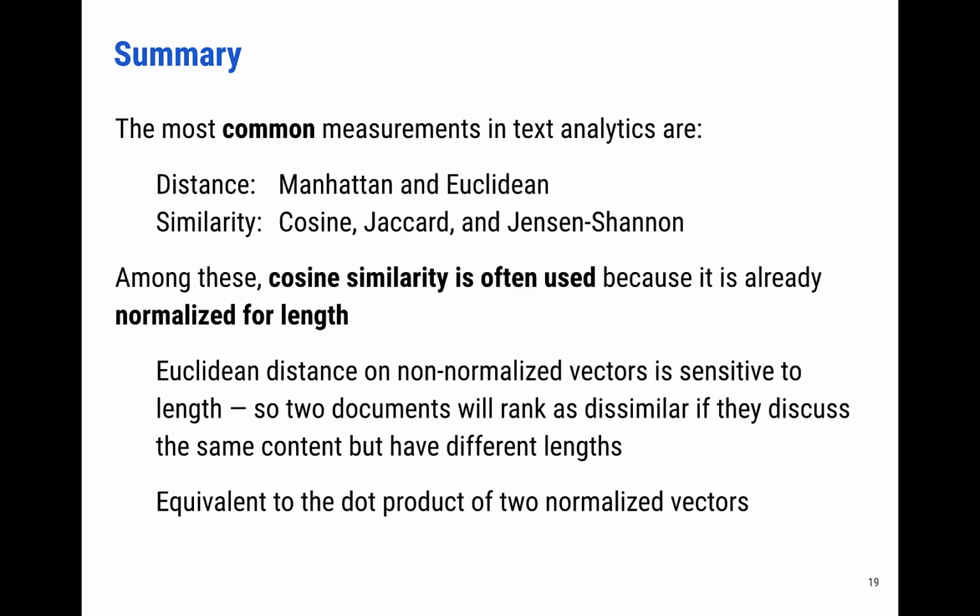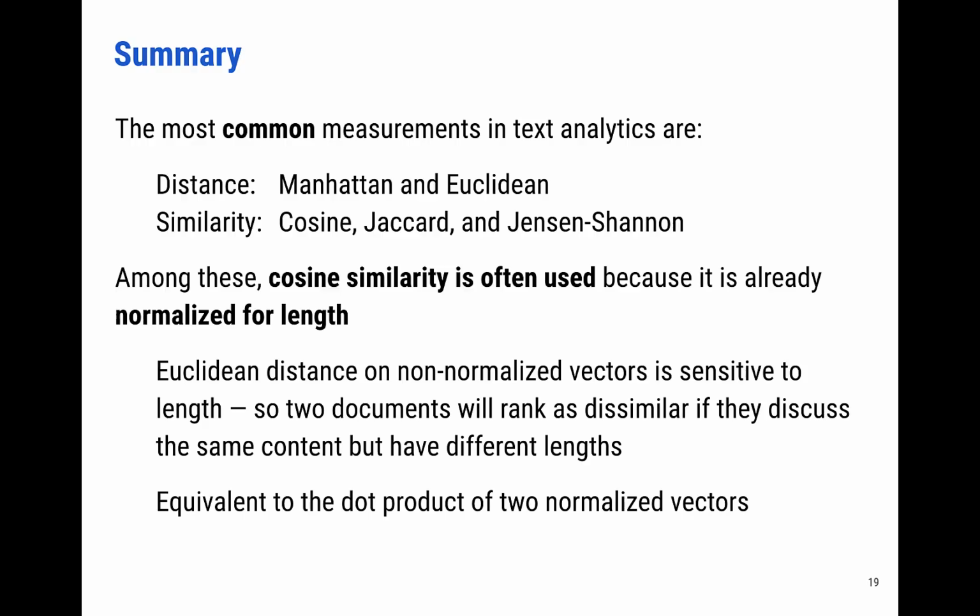All right. So in summary, the most common measurements in text analytics are the following. For measuring distance, it's typically Manhattan and Euclidean measures that are used. And for similarity, the most common by far measure is cosine. And if you're working with binary, Jaccard is very popular. And if you're working with probabilistic, Jensen-Shannon, again, which is just a normalized version of Kullback-Leibler, is used.